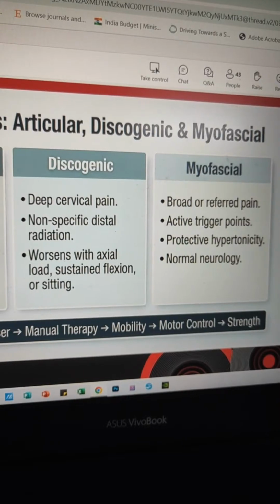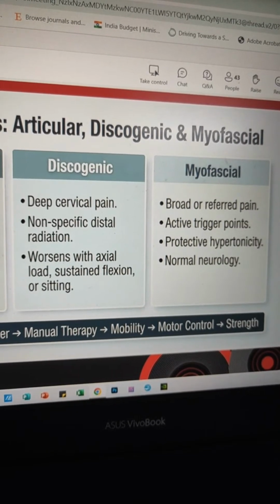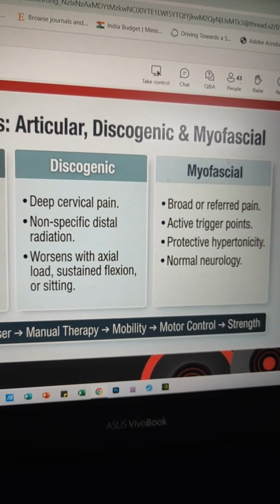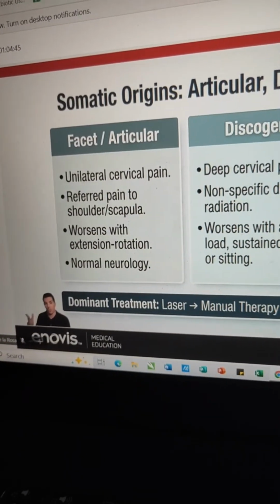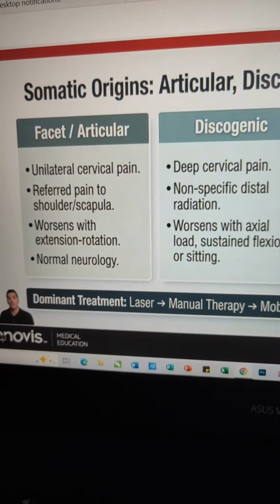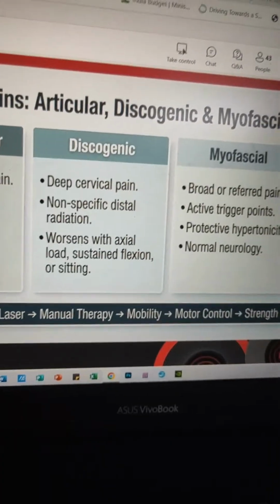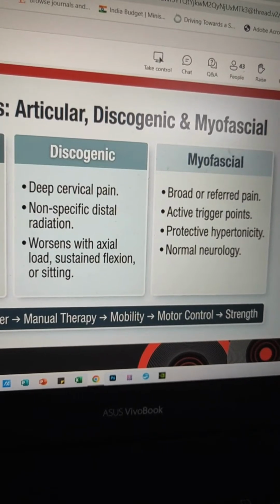In these cases, the sequence normally starts with laser therapy or manual therapy for soft tissues, and of course also includes restoring mobility and motor control, and then gradual exposure to therapeutic exercise such as strengthening.